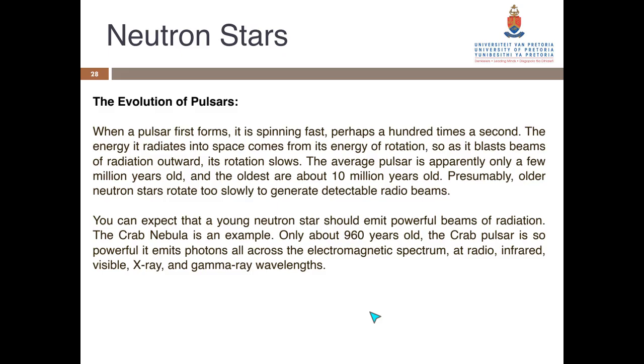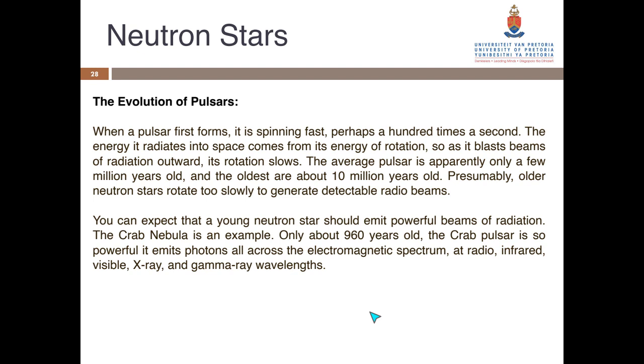So when pulsars first form, they spin fast, perhaps 100 times a second. The energy a pulsar releases into space comes from its energy of rotation, so as it blasts beams of radiation outwards, its rotation slows. The average pulsar is apparently only a few million years old, and the oldest are about 10 million years old. Presumably older neutron stars rotate too slowly to generate detectable radio beams.